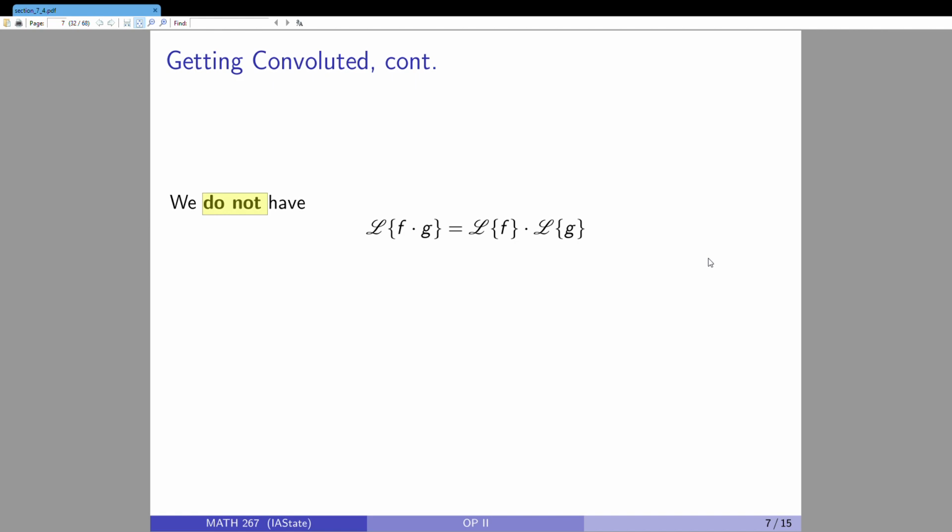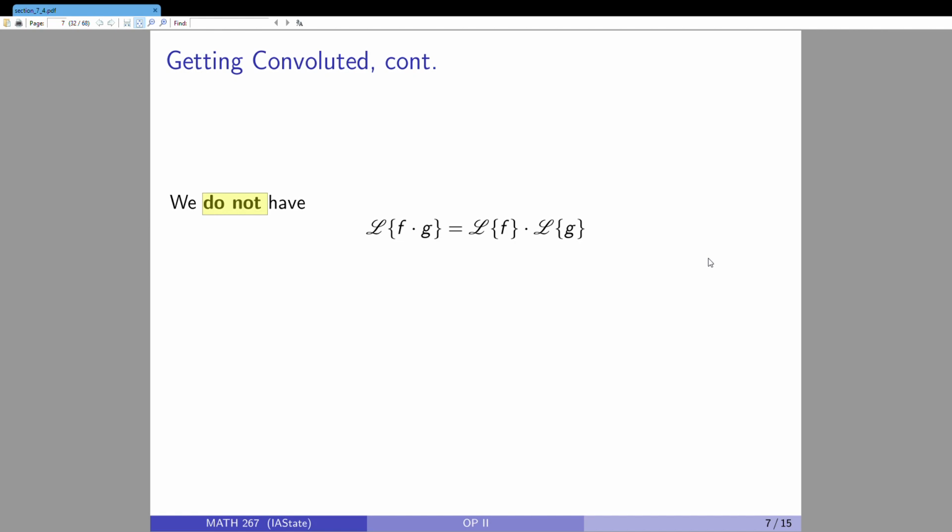The Laplace transform of a product is not the product of the Laplace transforms. Just in the same way that the derivative of a product is not the product of the derivatives, this is not going to fly. We need a product rule to get the derivative of a product, and the same deal with the integral of a product. We know that in general that's not the product of the integrals.